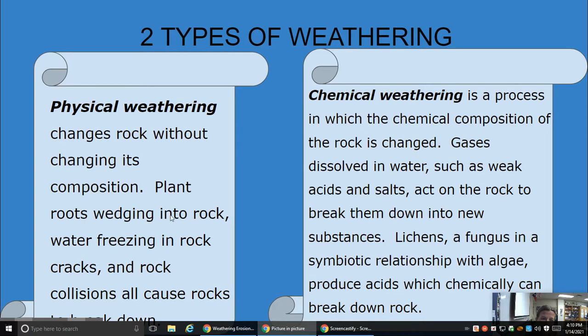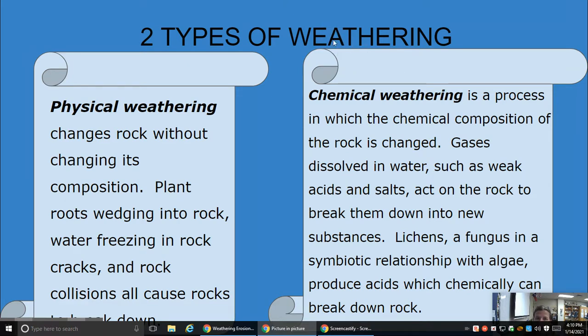Plant roots wedging into the rock, water freezing in the rock cracks, and rock collisions all cause rocks to break down. Chemical weathering is a process in which the chemical composition of the rock is changed. Gases dissolved in water, such as weak acids and salt, act on the rock to break them down into new substances. Lichens, a fungus in a symbiotic relationship with algae, can produce acids which chemically break down rock.